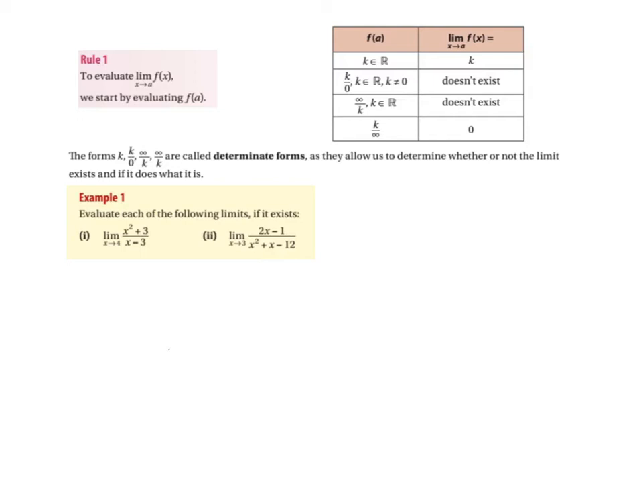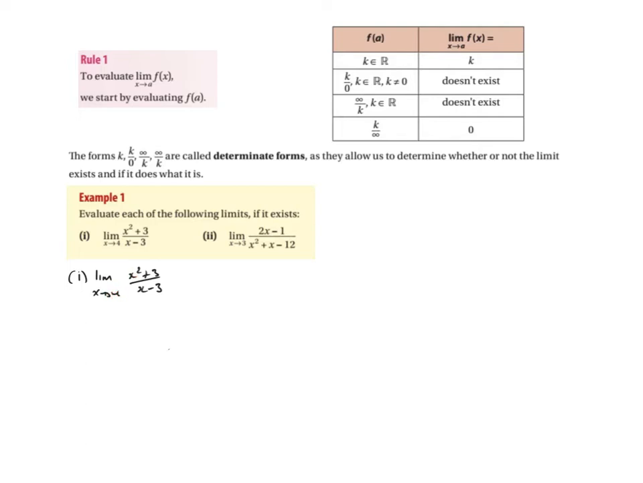So let's have a look at this example here. The first thing we have here is part i. It says calculate the limit as x tends towards 4 of x squared plus 3 over x minus 3. So the first thing we do when we try and work out a limit is just stick in whatever this value is for our x and see if it works.